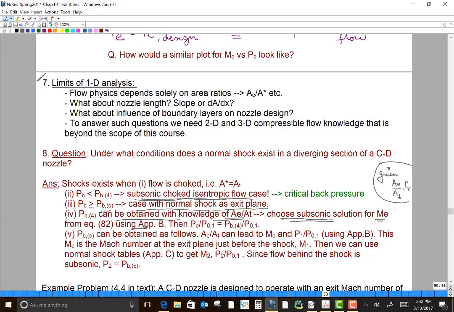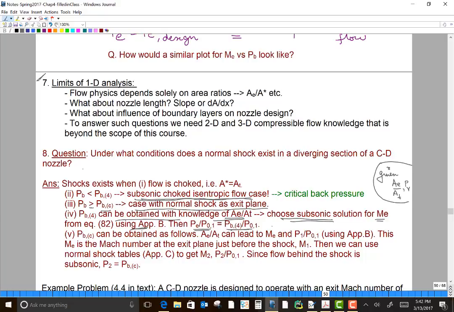And then the corresponding value of PE by P01. This is isentropic flow, so there's only one value of P0, right? So the PE by P0 that corresponds to that value of ME is nothing but PB4 by P01. And if you know P01 is PR, so if you know what your stagnation pressure is, you can get your PB4.